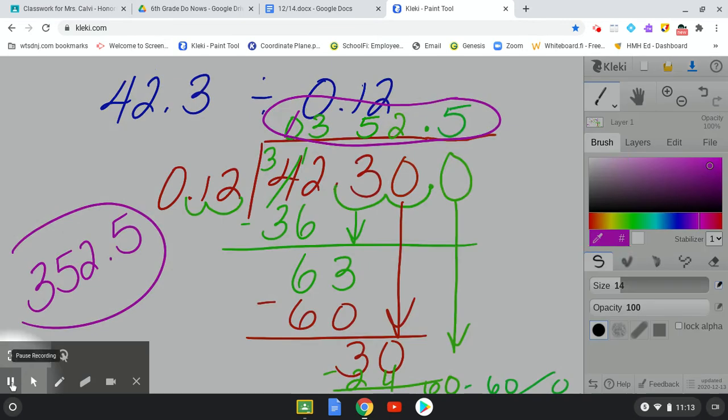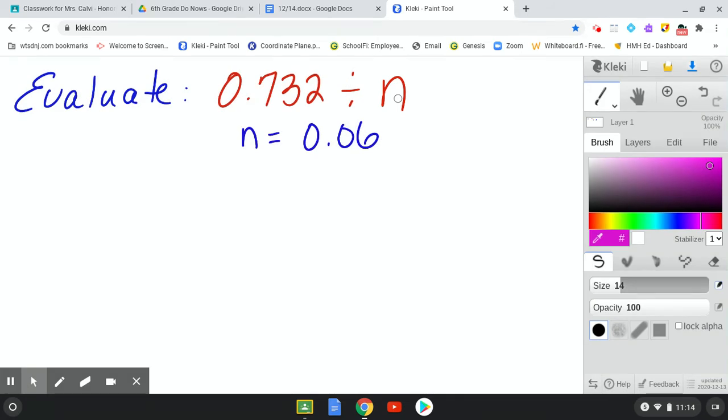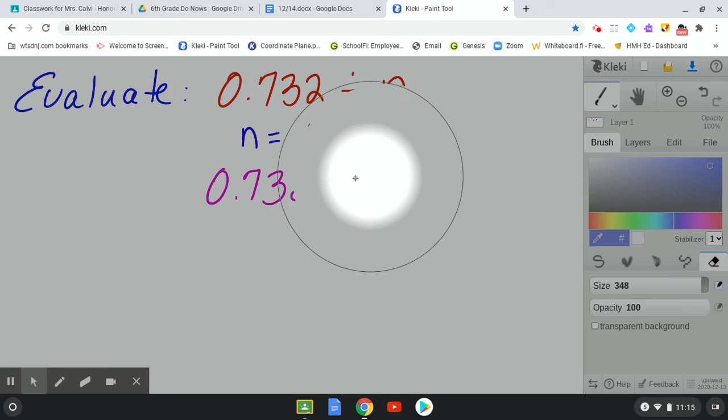Okay, last problem we're going to do is an evaluate problem. That means to solve. It says 732 thousandths divided by n when n is equal to 6 hundredths. So we're going to plug the 6 hundredths in for n and then just do the division. So now the problem becomes 732 thousandths divided by 6 hundredths. So now you just have to do that problem. First number always goes inside your division box, okay? I'm just going to erase so I have space to do the whole problem.